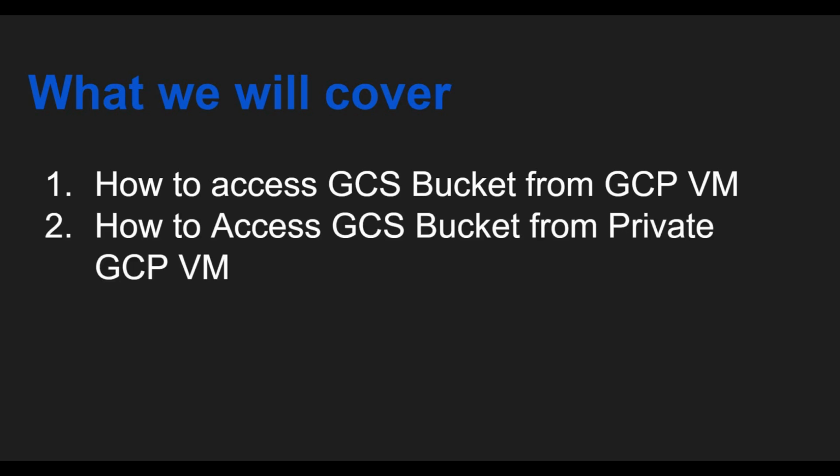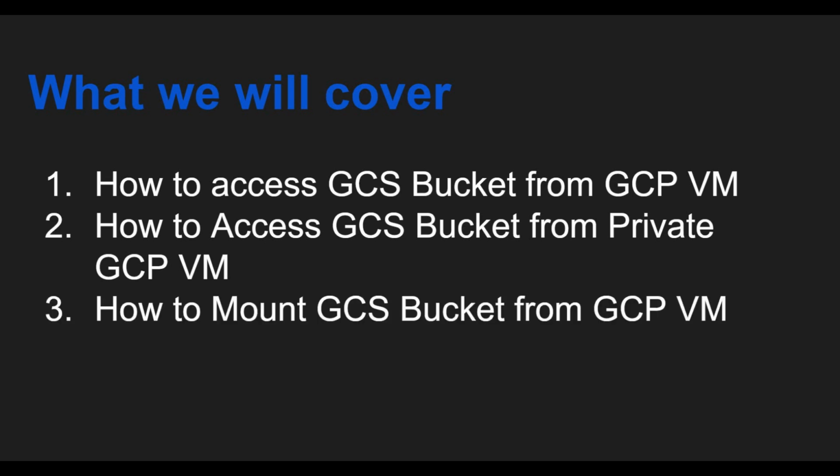Then again we'll see how to access the GCS bucket from a private GCP VM. Suppose the VM doesn't have any public IP, then how can we access this GCS bucket, and what additional configuration do we need? That also we'll cover in this video. And along with this, we'll see how we can mount a GCS bucket as a file system on our GCP VM. Okay, so we'll see all these three options.